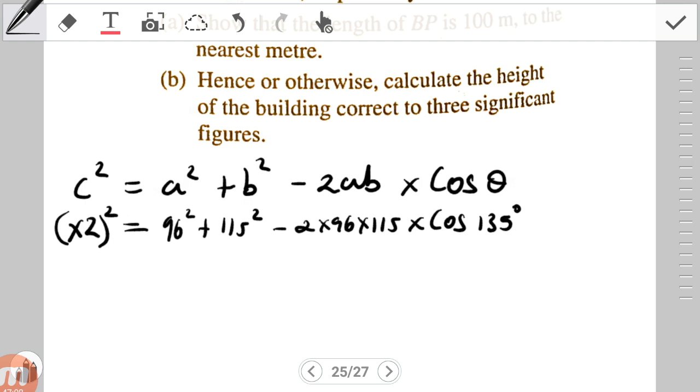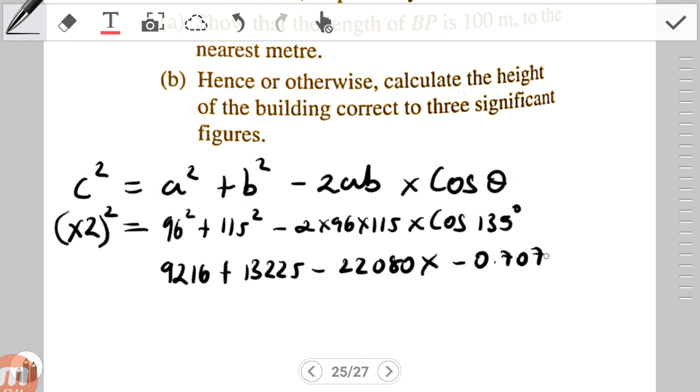96 squared, that's 9,216, plus 115 squared is 13,225, minus 2 times 96 times 115, that's 22,080, and the cosine of 135 would have been negative 0.707.